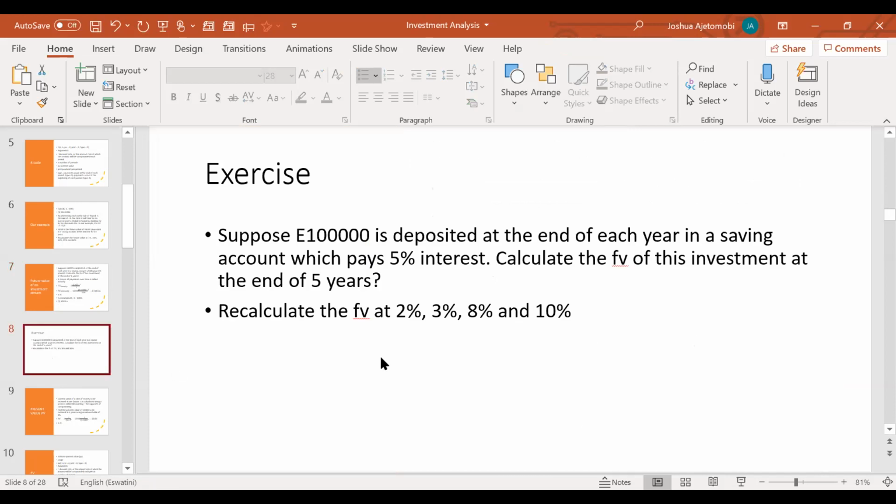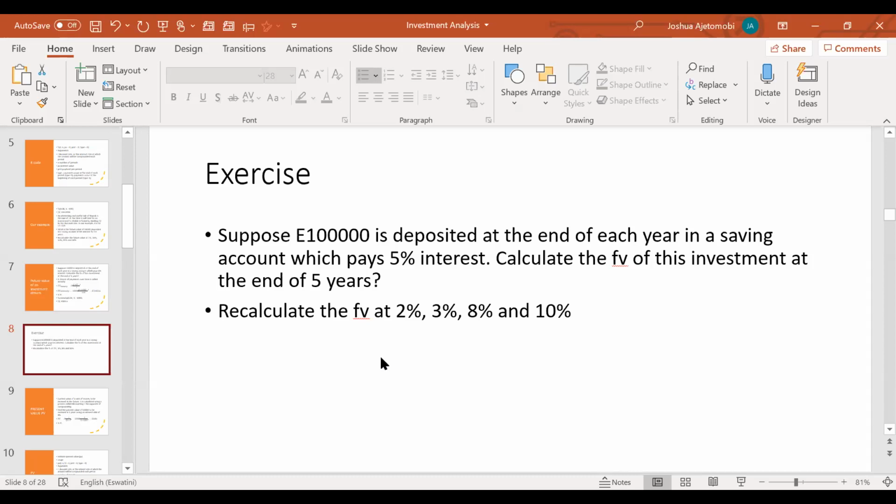So now I want you to work with this. Suppose 100,000 emalangeni is deposited at the end of each year in a savings account, which pays 5% interest. Calculate the future value of this investment at the end of 5 years. Once you say at the end of each year, then we know it's annuity. At times they may say at the end, or at times they may say at the beginning. You understand it now?